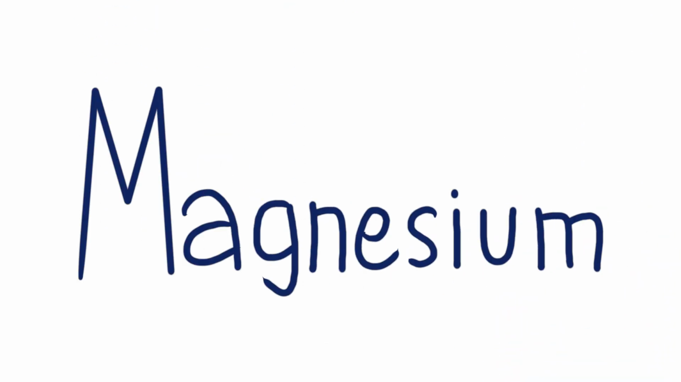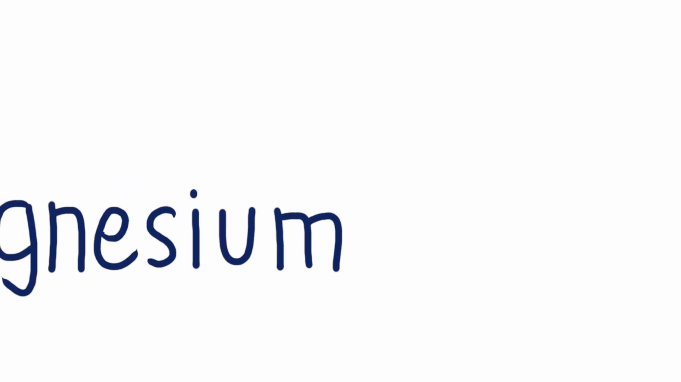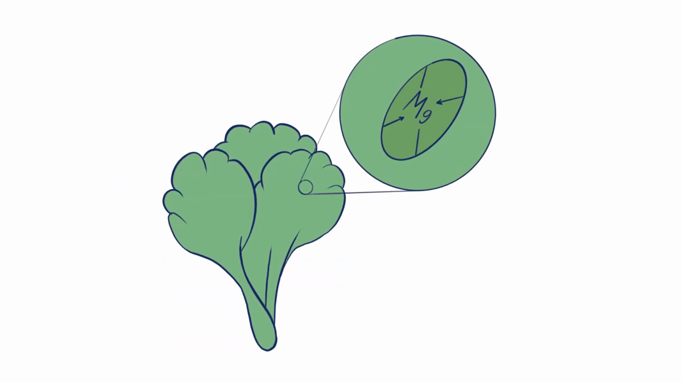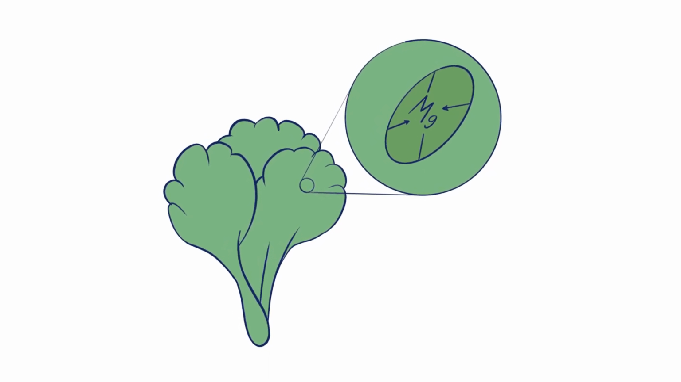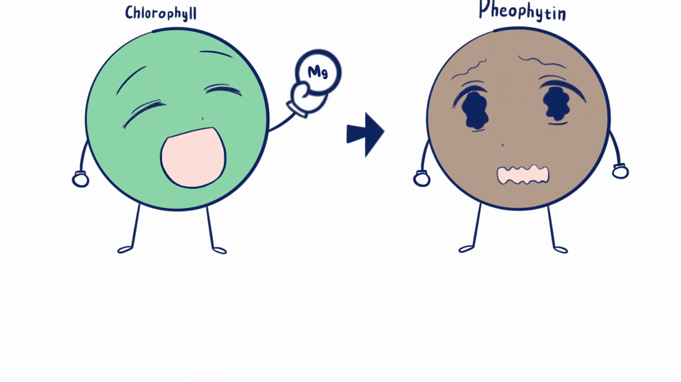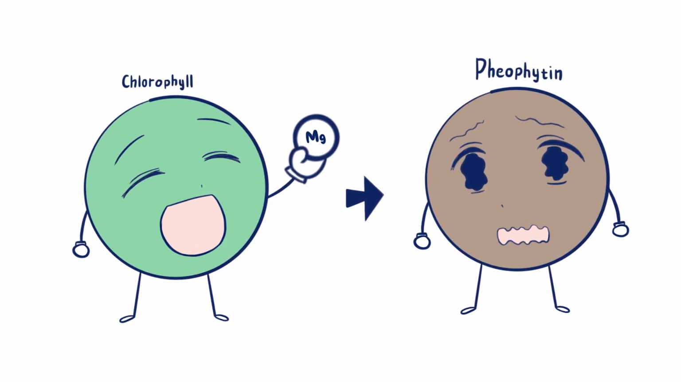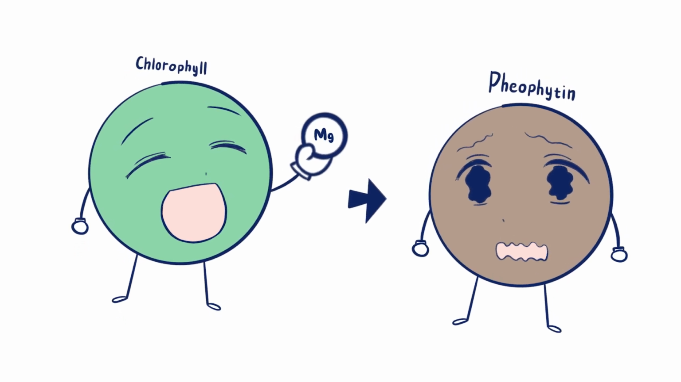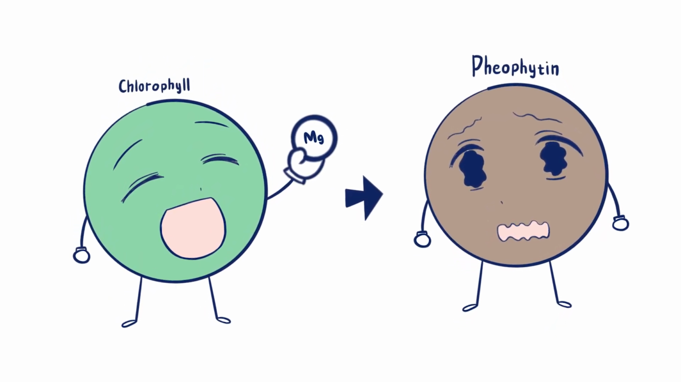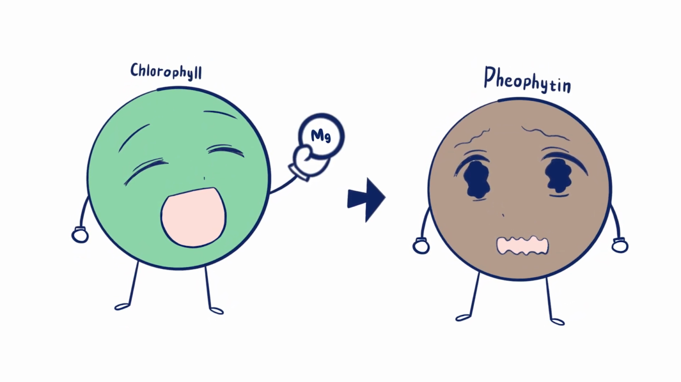Speaking of magnesium, magnesium alone is usually used as a color modifier. Magnesium can typically be found in green leafy vegetables, or in the chlorophyll to be precise. However, magnesium can be removed from the chlorophyll, which results in the formation of pheophytin. This causes the green color to turn into a brownish yellow color.